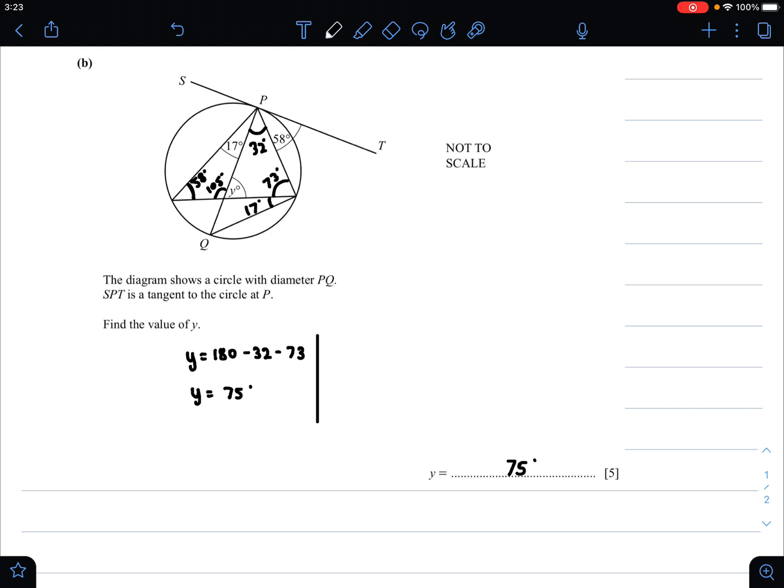Now we know that angles on a straight line add up to 180, so we can say y is equal to 180 minus 105. So 180 minus 105 is equal to 75 degrees, and therefore that will be our final answer for part B of this question.